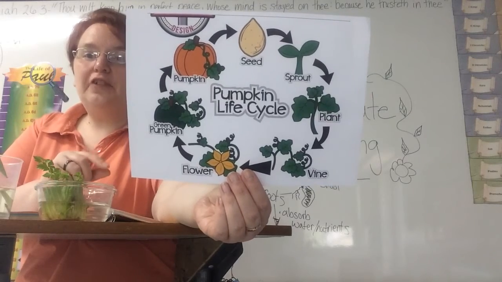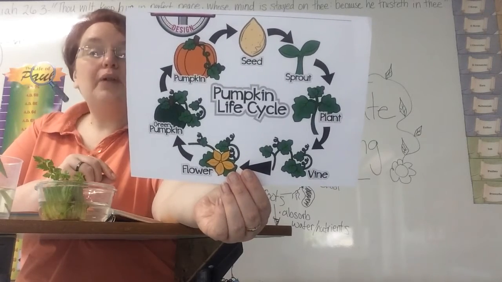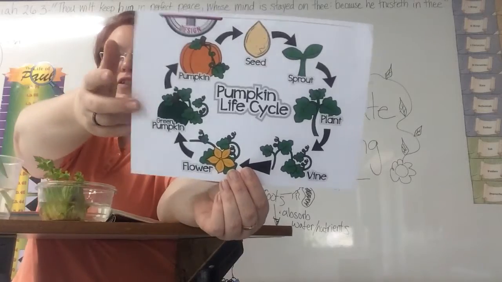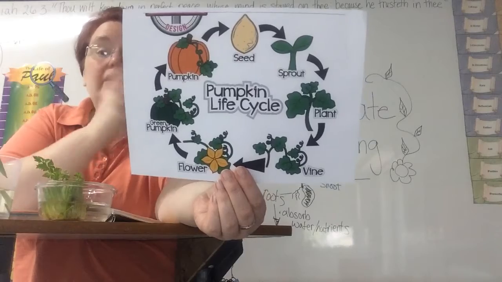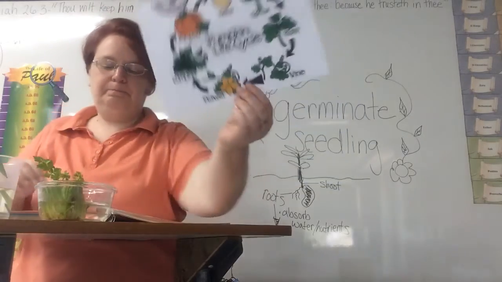Then it begins to make a flower. That flower is then pollinated, and it will make a fruit. And that fruit will grow into a mature fruit. And when it's ready, you can take it off, and you can plant those seeds if you'd like.